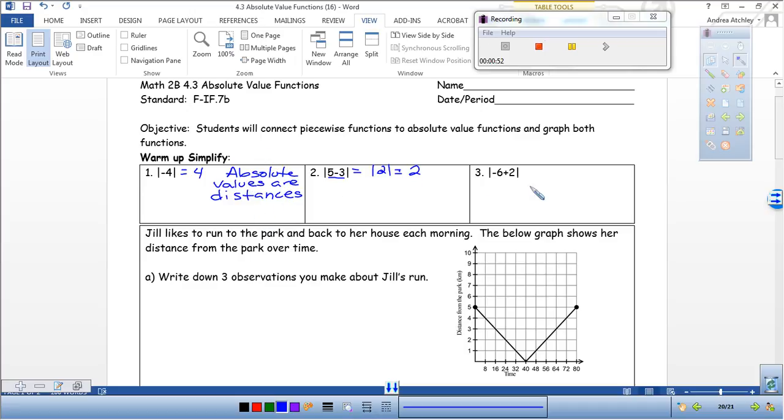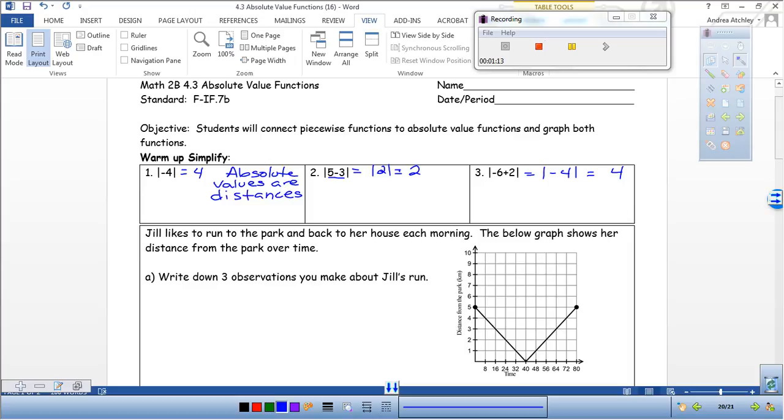Okay, number 3. Nate, what'd you get? 4. Very good again. You're going to subtract negative 6 and 2, which gives you the absolute value of negative 4. And then the absolute value of negative 4 is 4. Any questions over that?